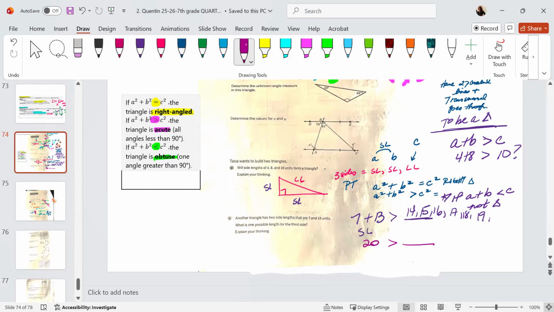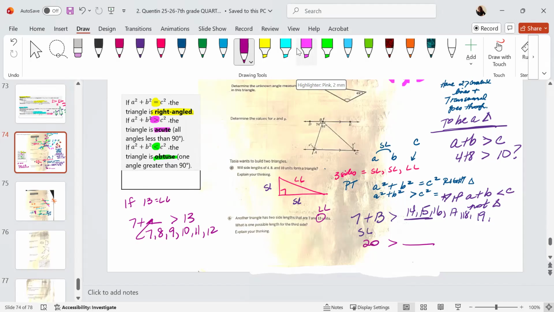Now if 13 is the longest, look over here. If 13 is the longer side, then 7 plus whatever number has to be bigger than 13, right? So what number could that be? It could be a 7, it could be an 8, a 9, 10, 11, 12. It cannot be 13, because 13 is the longest side, correct? These are all the possibilities for that. Does that make sense?